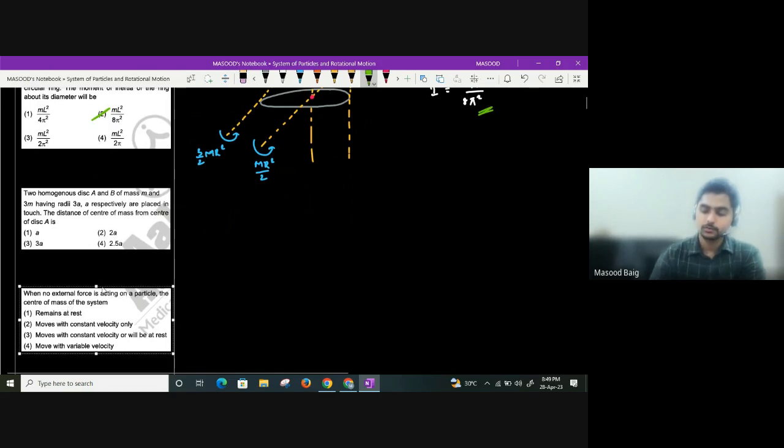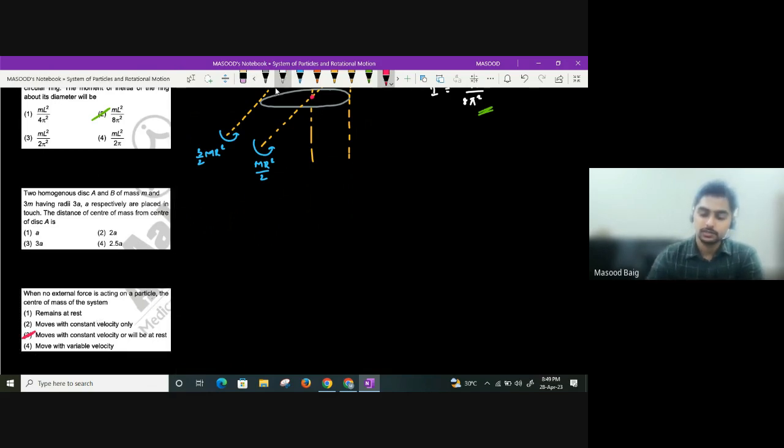When no external force is acting on the particle, the center of mass of the system, what will happen? If it is at rest, it will continue to be at rest. If it is moving with constant velocity, it will continue to move with constant velocity. So the third option will be correct, guys.